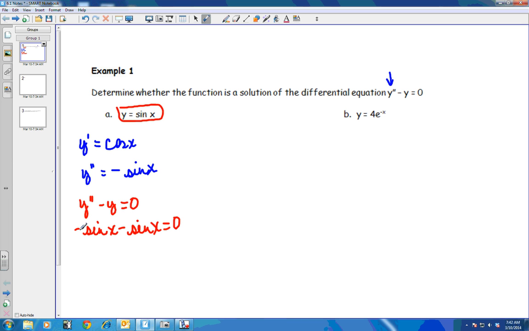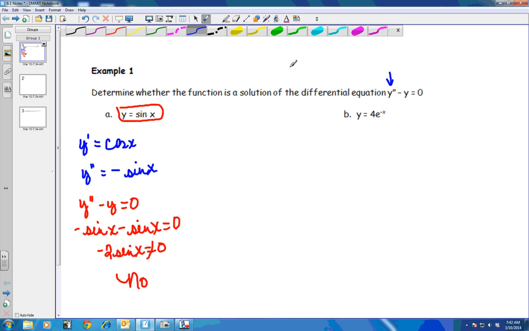Well, I don't. I have a negative sine x and a negative sine x. That's negative 2 sine x. And that does not equal 0. So this function is not a solution to that differential equation. Okay, so let's do part B.